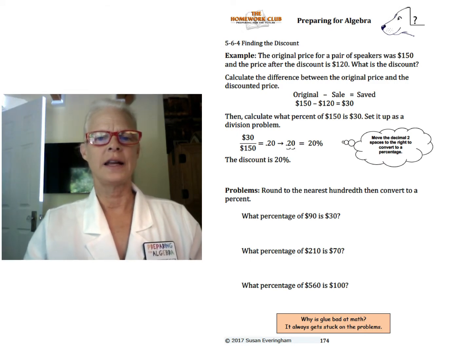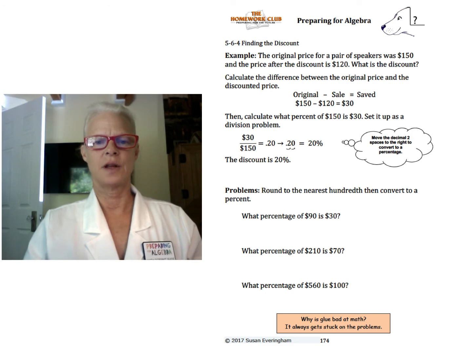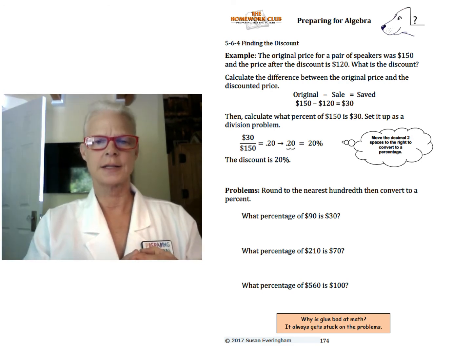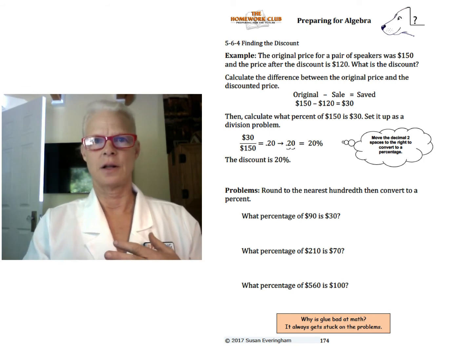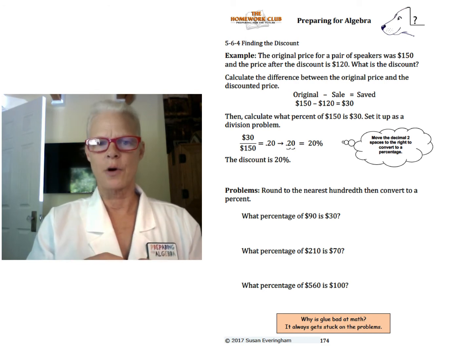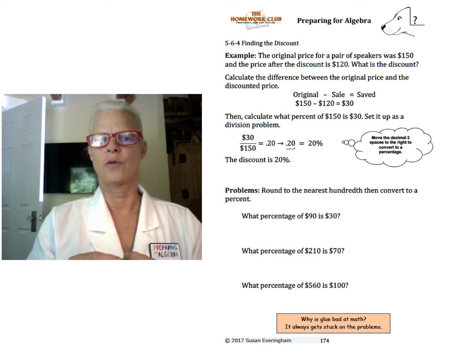On page 174, we're finding what the discounts are instead of the original price. In the example here, we have the original price, we have our sales price, and we have saved $30. So we know these 3 things. And when you look at the problem setup, it's 30 over 150 equals 20%.